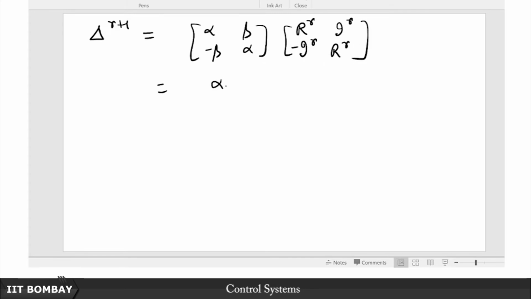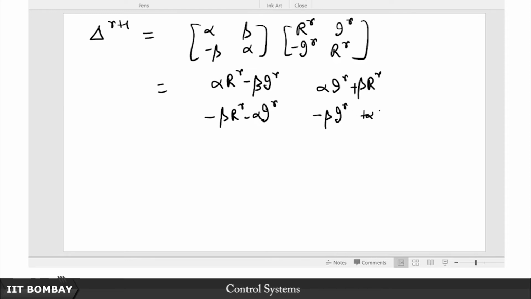So if you now apply this, you will see there is alpha R to the power r plus beta, minus beta I to the power r, and this is alpha I to the power r plus beta R to the power r, again this is minus beta R to the power r plus minus alpha I to the power r, until finally minus beta I to the power r plus alpha R to the power r.